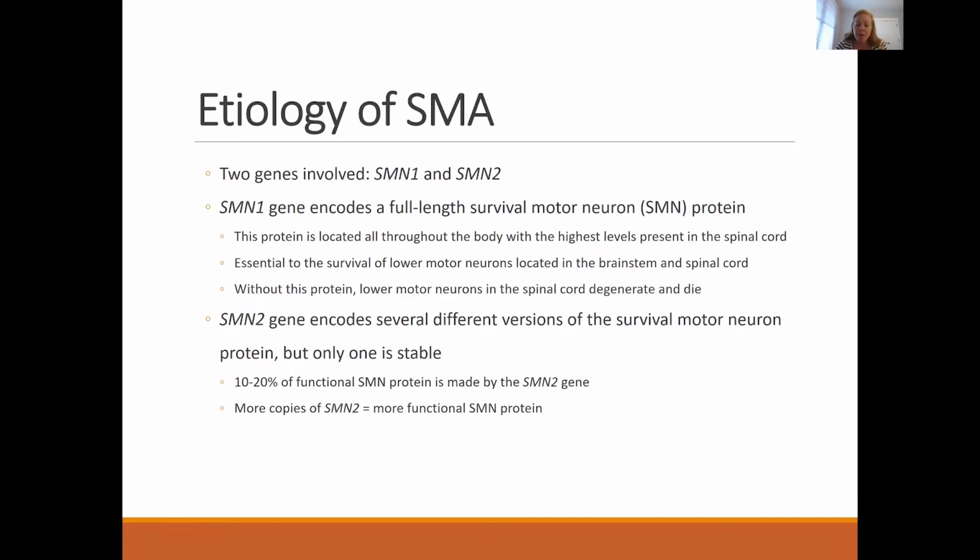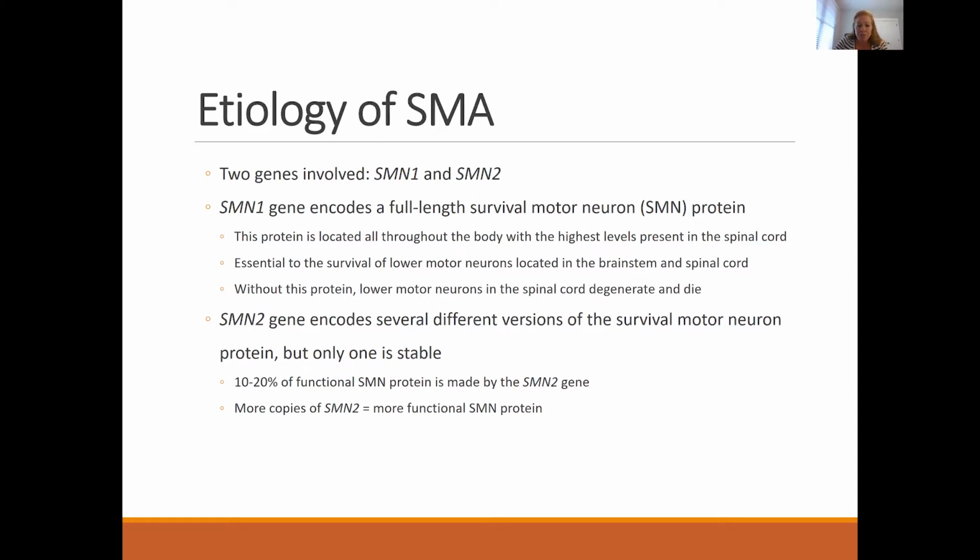spinal cord. We know this protein is essential for lower motor neuron function, which these are located in the brain and spinal cord. And if this protein is absent, the lower motor neurons eventually will degenerate and die off with time.